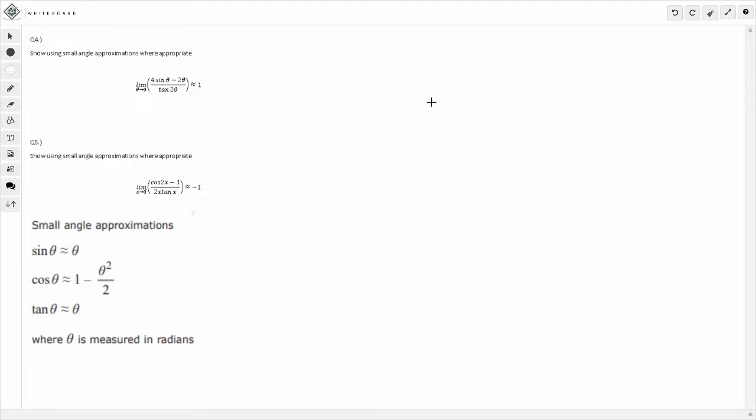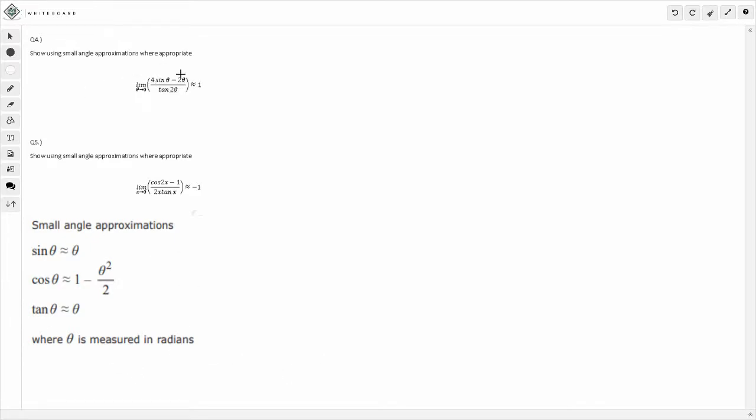So question 4. We've got to show, using small angle approximations where appropriate, that the limit as theta tends to 0 of 4 sine theta minus 2 theta divided by tan 2 theta is approximately 1. Right, so let's have a good tackle on this. The first thing we need to use is the small angle approximations. If this is A-level that you're using, these are given in your formula books. You don't need to worry about memorising these. So let's use them where appropriate.